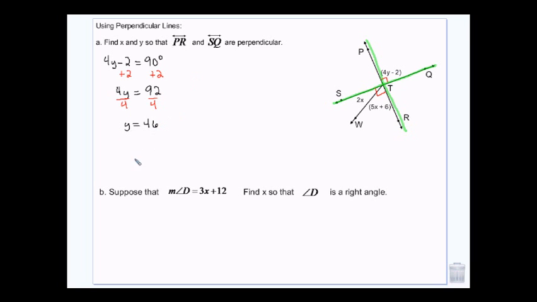Y just equals 46. Now on the x's, I have two angles that are adding up to make the 90. So this plus this equals 90. Does that make sense? So I'm going to have to add those together. So 7x is going to equal 84. So x is going to equal 12.